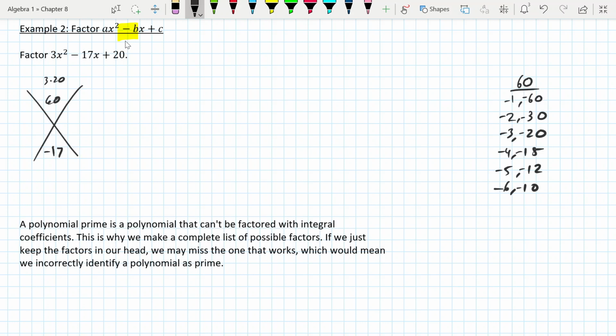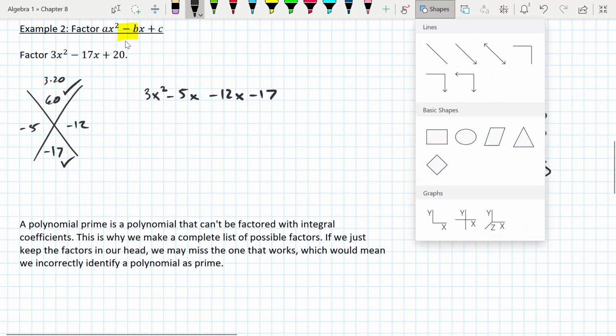Okay. Well, negative 6 plus negative 10 is negative 16. Ooh, how about negative 5 and negative 12? Negative 5 times negative 12 is positive 60. Negative 5 plus negative 12 is negative 17. There we go. So 3x squared minus 17x plus 20 becomes 3x squared minus 5x minus 12x plus 20.